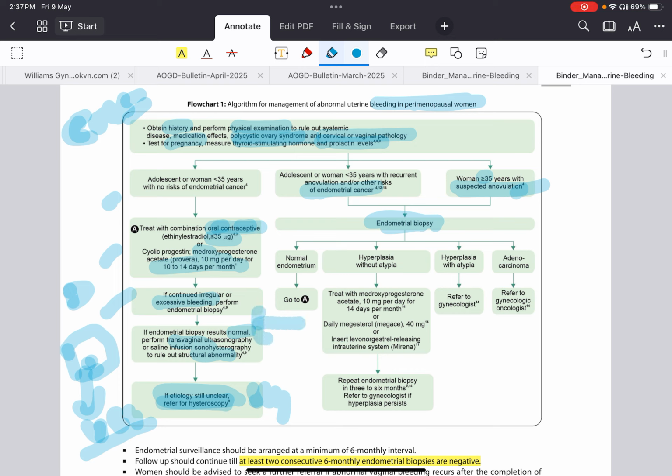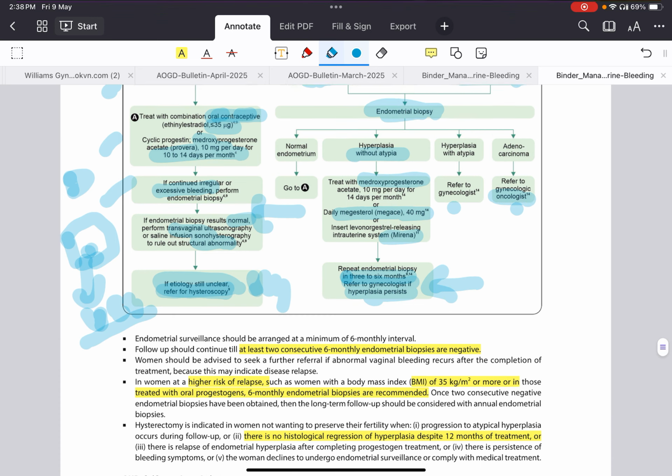If it is hyperplasia without ATypia, then you can go for medroxyprogesterone acetate or daily megestrol 40 milligram, or you can insert Mirena. For them, without ATypia, you should repeat the biopsy at 3 to 6 months, and refer to gynecologist if hyperplasia persists. Actually, this flowchart is what general practitioners follow. Hyperplasia with ATypia, refer to gynecologist. Adenocarcinoma, refer to gynecologist. This is the management.